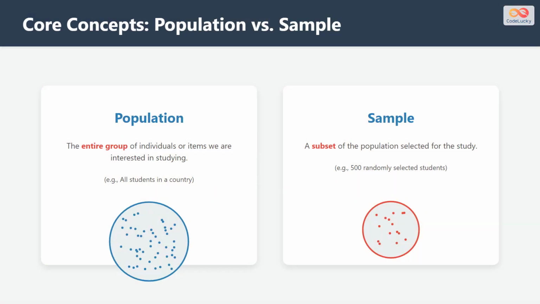Before we define the terms, we need to understand the groups they come from. The population is the entire group we are interested in studying. For example, every single student in a country. This group is usually very large. The sample is a smaller subset selected from that population, like 500 randomly chosen students. We study the sample because measuring the entire population is often impossible.